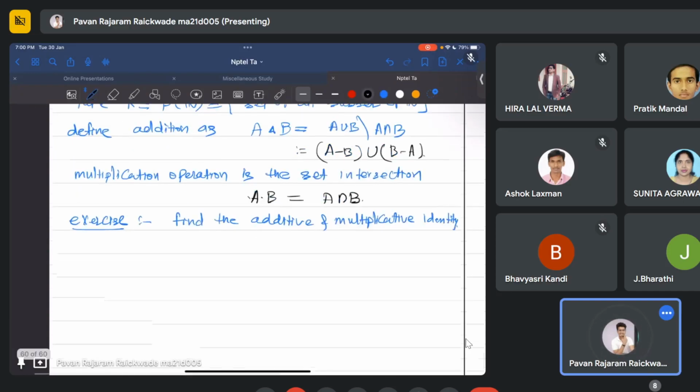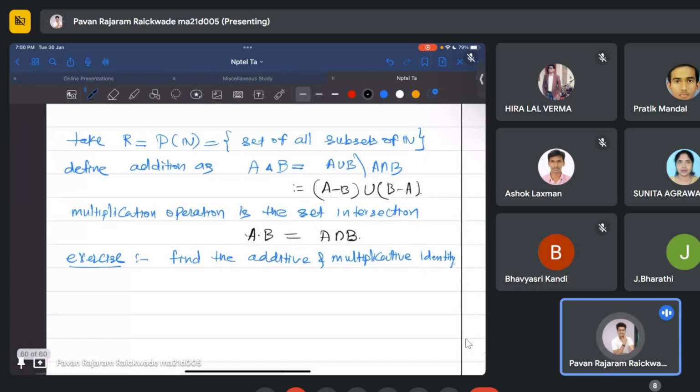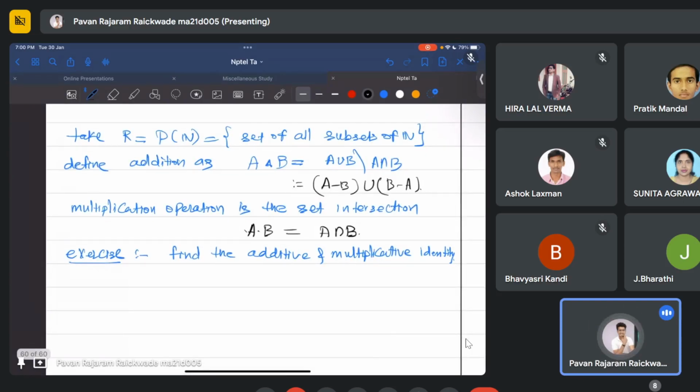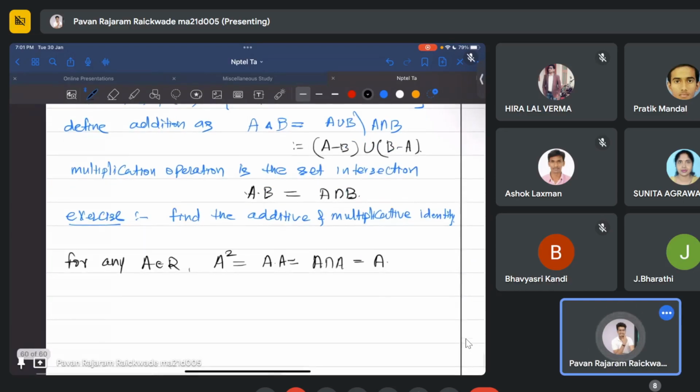So what is special about this ring? You can see it is a Boolean ring, right? For any A belonging to R, what happens if you do A squared? A squared is simply A multiplied with A, and here the multiplication is defined as intersection. So A intersection A is A. So for any element A, its square is itself. That means it is a Boolean ring.